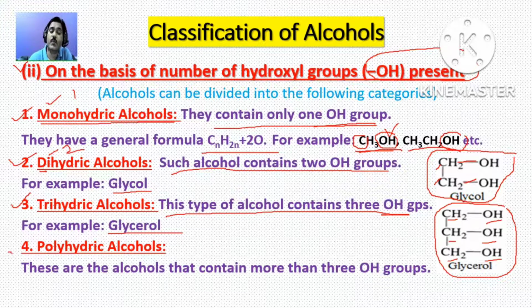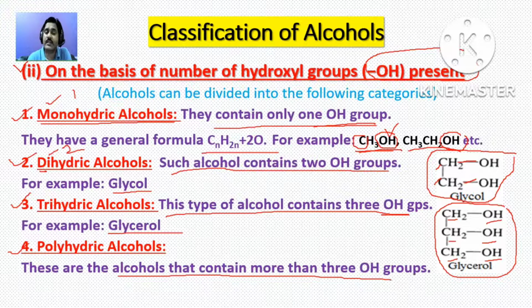And the last one is polyhydric alcohols. Polyhydric alcohols are those alcohols which contain more than three hydroxyl groups, OH groups. Means monohydric alcohols have one OH, dihydric alcohols two OH, trihydric alcohols three OH, and polyhydric alcohols have more than three OH groups present with carbon atoms. That is the classification.